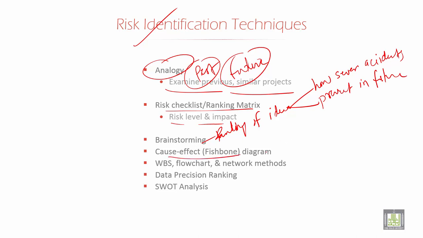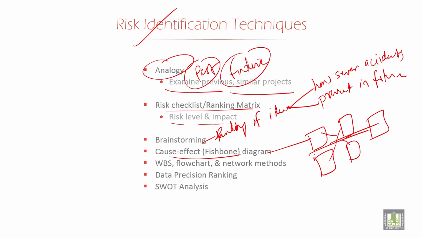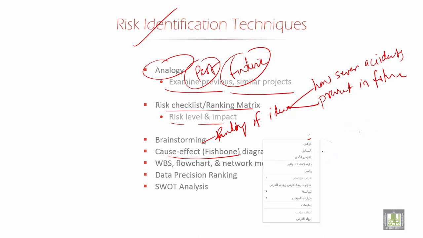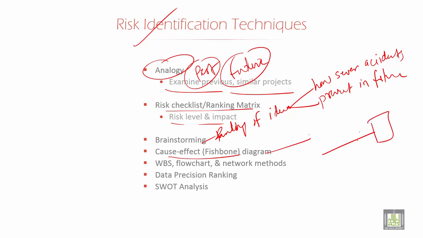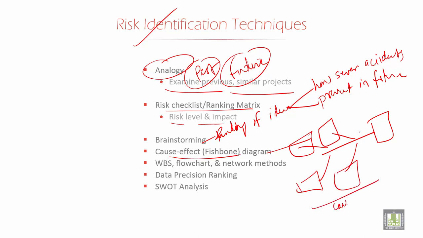Then the cause and effect diagram is a fishbone diagram. It's a fishbone diagram, just like this. So this is for the cause, and this is the effect.